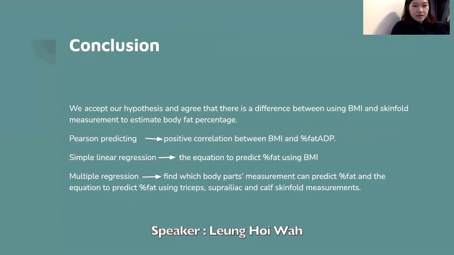Next. So in conclusion, we accept our hypothesis and agree that there is a difference between using BMI and skin fold measurements to estimate body fat percentage. In our analysis, we used Pearson correlation to find that there is a positive correlation between BMI and percentage fat ADP. Then we used simple linear regression to find the equation to predict percentage fat with BMI. Lastly, we used multiple regression to find which body part measurements can predict percentage fat, and the equation to predict percentage fat using triceps, superior, and calf skin fold measurements.